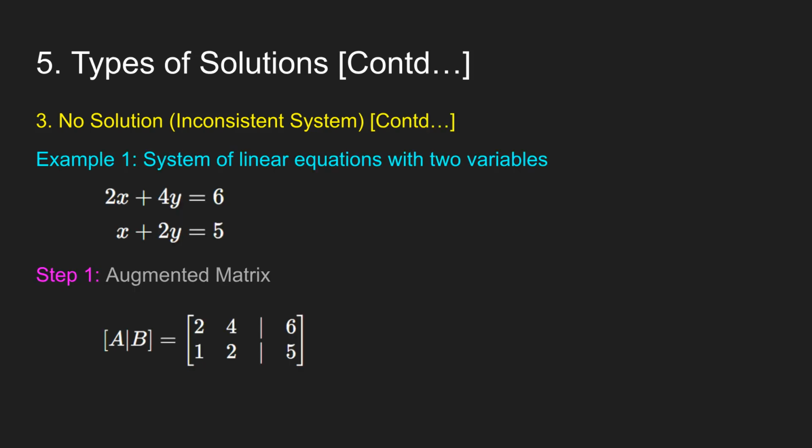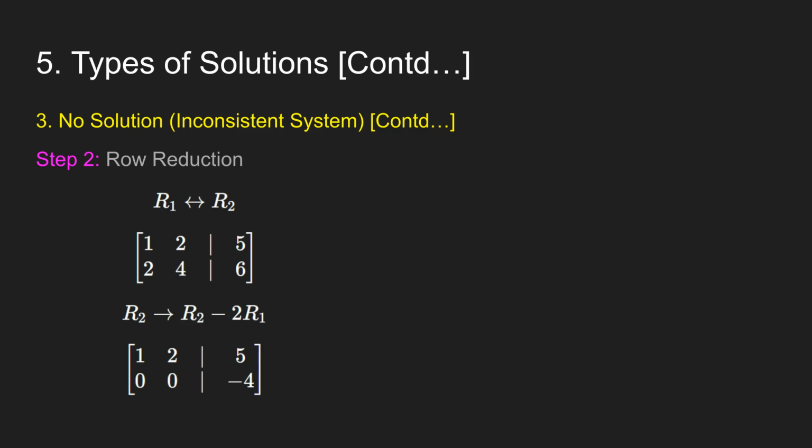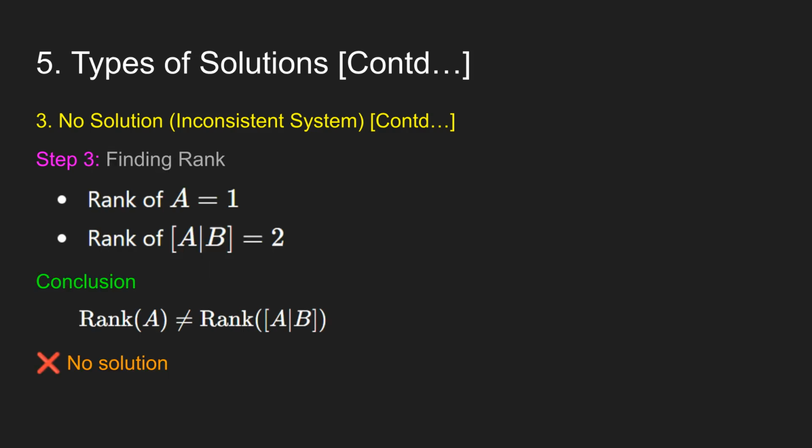Let us consider example 1, a system of linear equations with two variables. Step 1 is to form the augmented matrix. As usual, step 2 involves applying row reduction to transform the matrix. Here the rank of A is 1, but the rank of the augmented matrix is 2. Since the ranks are not equal, there is no solution.